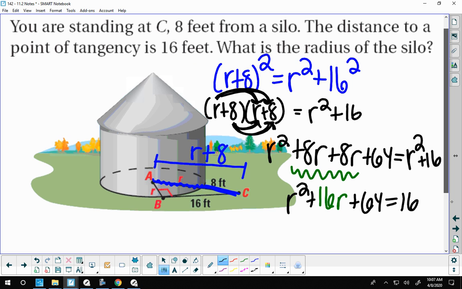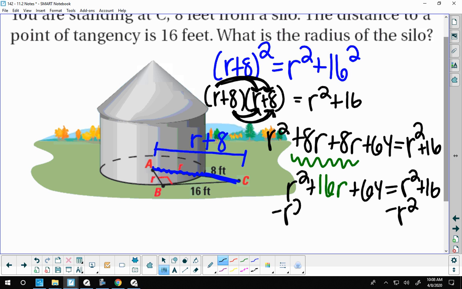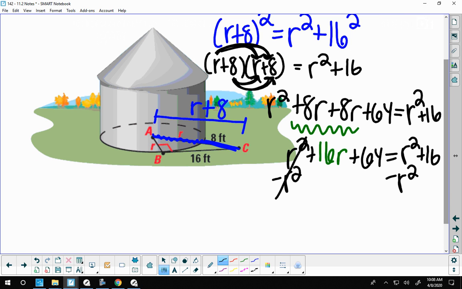Now I want to try to get all of my r terms on one side because I want to solve for r. So I'm going to subtract r squared from both sides, and you can see what's r squared minus r squared? That's 0, right? 1 minus 1, that's 0. So we have 16r plus 64 equals 16.